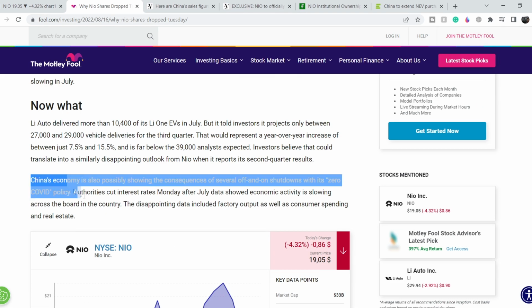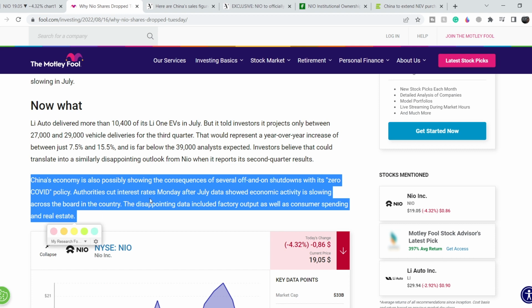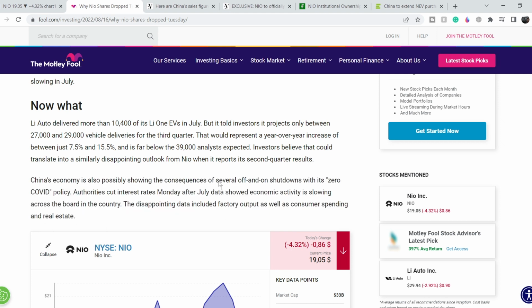On top of that, China's economy is also possibly showing the consequences of several on and off shutdowns with its zero COVID policy. Authorities cut interest rates Monday after July data showed economic activity is slowing across the board in the country. The disappointing data include factory output as well as consumer spending and real estate. And definitely the overall sentiment of the market is not so good for EV manufacturers, but all in all, I have to say that it is just a temporary movement.